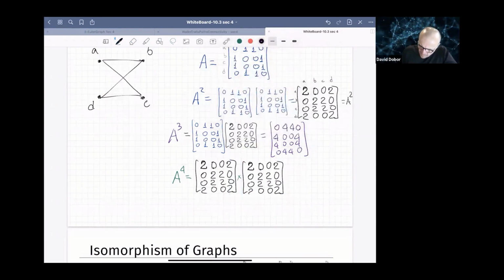And what's that going to be? 2 to the, so 8, 0, 8. Let me write it down so we don't waste time. So you'll compute it. Everybody knows how to compute these things. You'll get this.